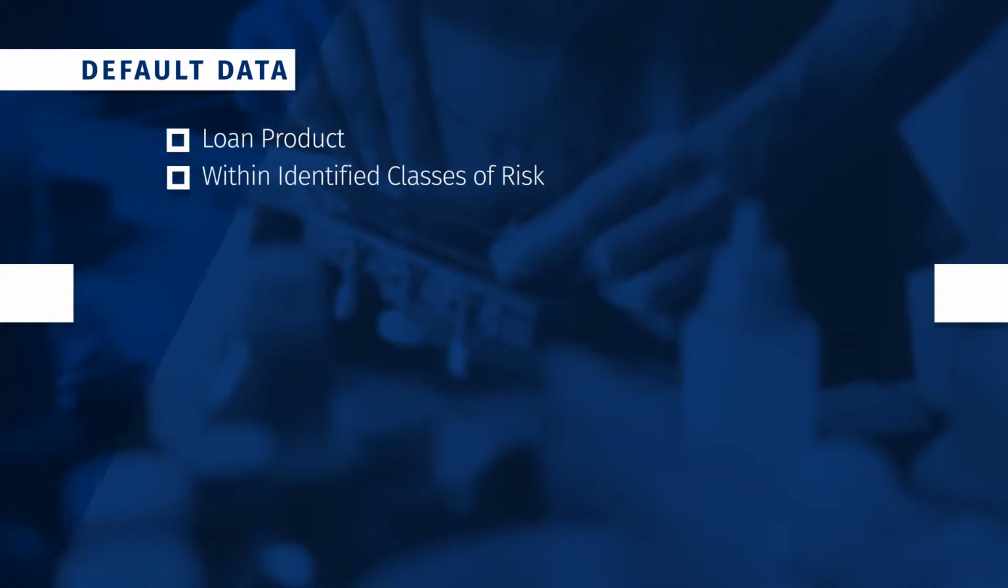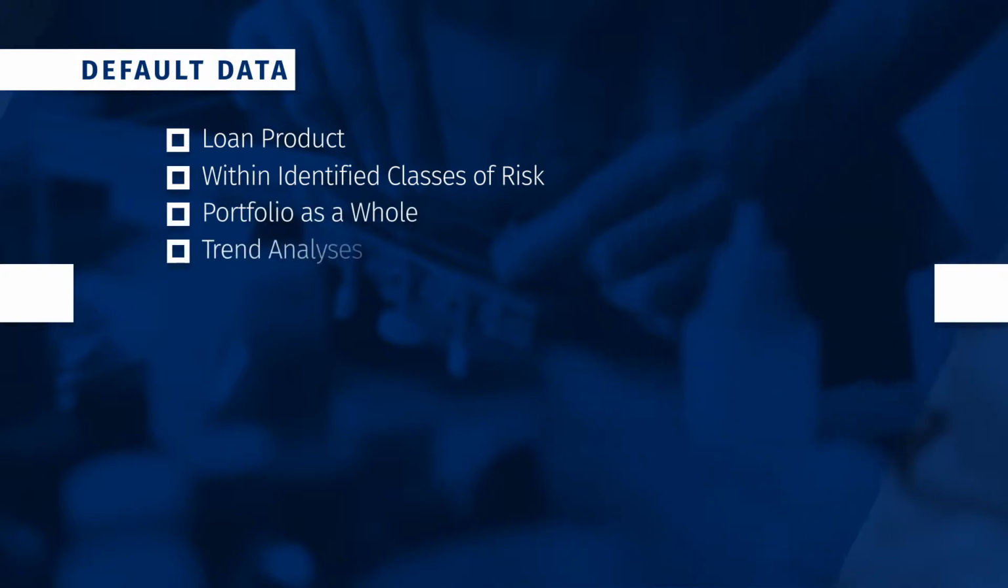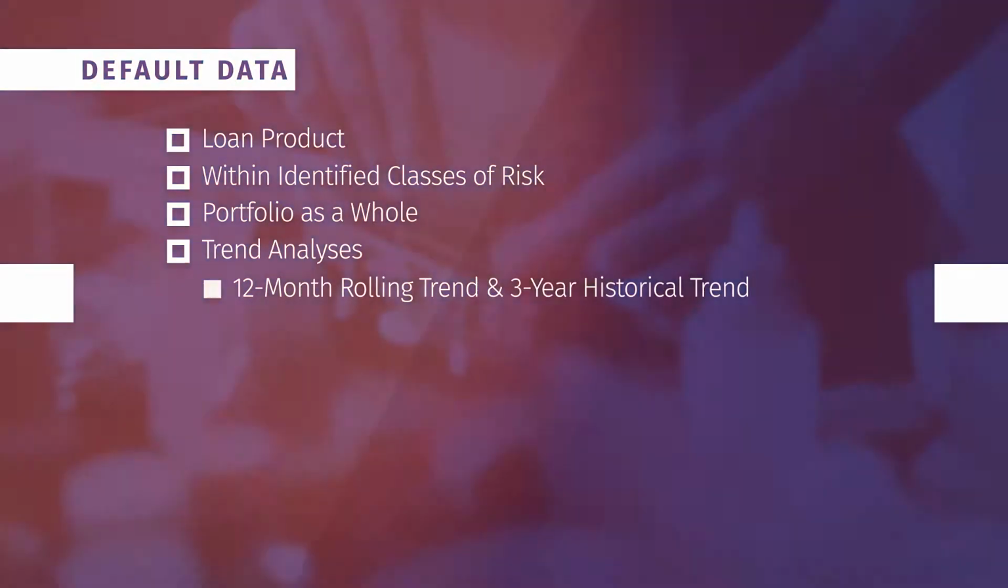The data related to defaulted loans must be tracked closely to maintain portfolio performance. Your data should be grouped by loan product within identified classes of risk, such as restructured or impaired loans, and by portfolio as a whole.